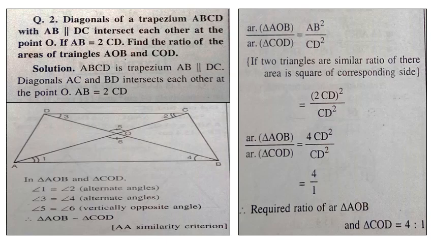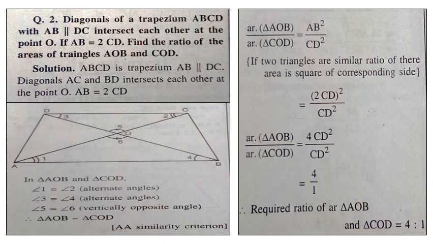Question number 2. Diagonals of a trapezium ABCD with AB parallel to DC intersect each other at the point O. If AB is equal to 2CD, find the ratio of the areas of triangles AOB and COD. Solution. ABCD is a trapezium where AB is parallel to DC. Diagonals AC and BD intersect each other at the point O. AB is equal to 2CD, it's given. We need to find the ratio of the areas of triangles AOB and COD.